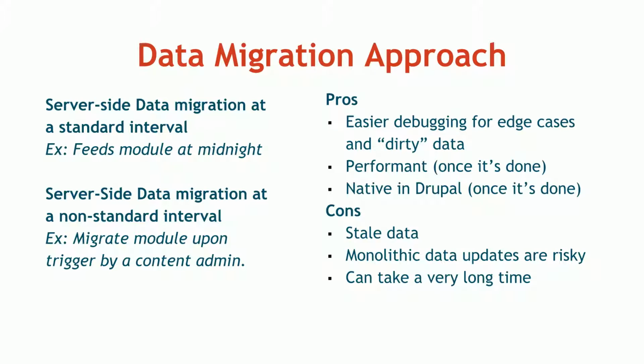So you're going to be able to use Views, content types, entity referencing, all the things that you're used to. The cons for this are that you're going to have stale data. You're dependent on this cron running every night at midnight, or some marketing admin updating their spreadsheet and uploading it. In addition, monolithic data updates are risky. What I mean by that is when you update your entire data set at one time, if you have an error in your migration, then you've potentially destroyed tens of thousands of rows of data in your system, and you're going to have to very quickly correct that.